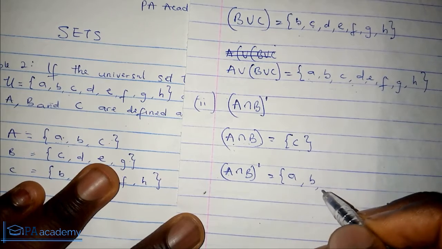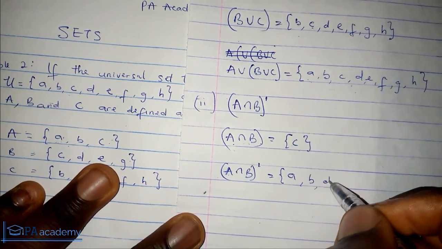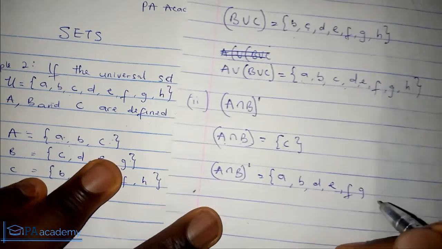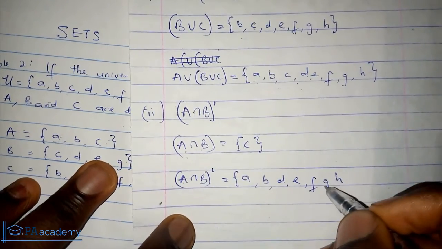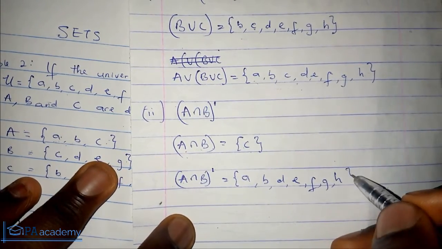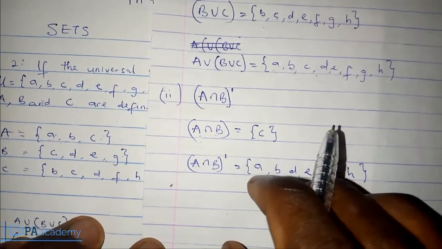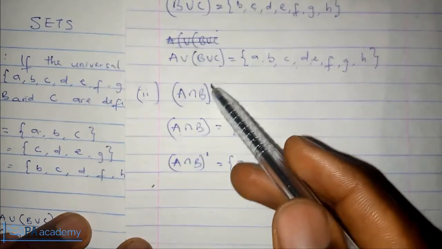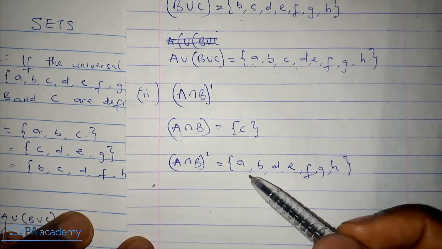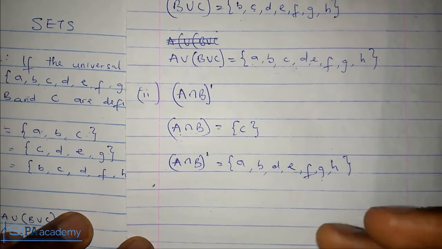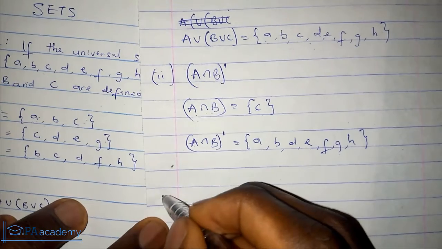So it will be A, B, D, E, F, G, and H. Don't forget your comma sign, and then you close it. So this is the answer to the second question, which is A intersection B prime. The elements for it are A, B, D, E, F, G, H. So let's go to the third one.